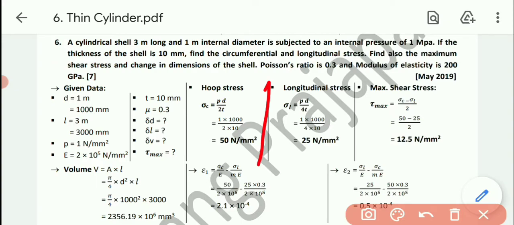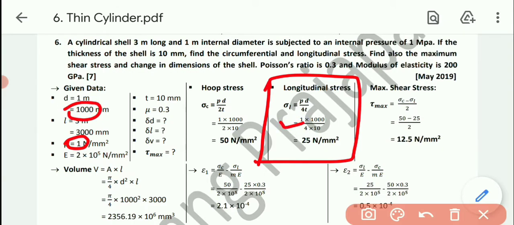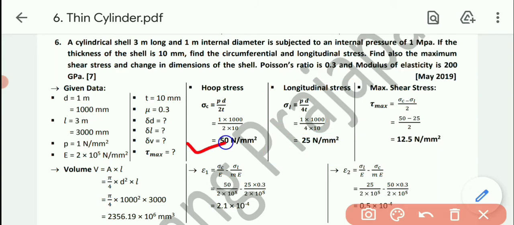Now longitudinal stress, sigma L, equals PD divided by 4T. Again the same values: P is 1, diameter is 1000, divided by 4, and thickness is 10 mm, that is 4 into 10. So ultimately we get the value of sigma L, that is 25 Newton per mm square. So we have got sigma C and sigma L.